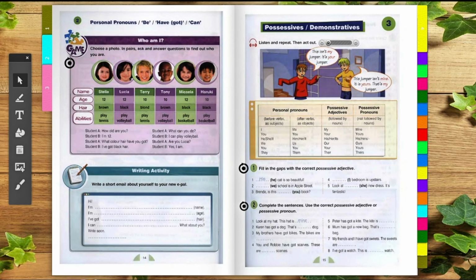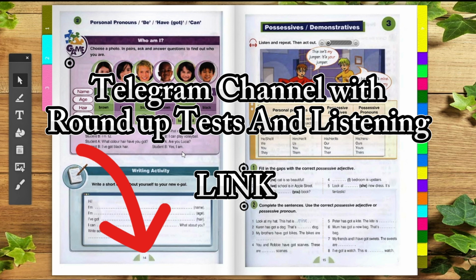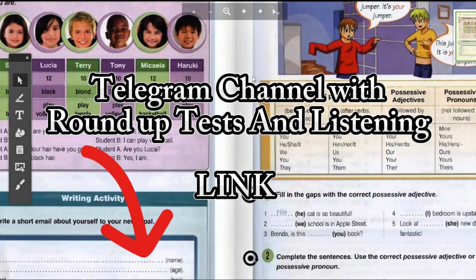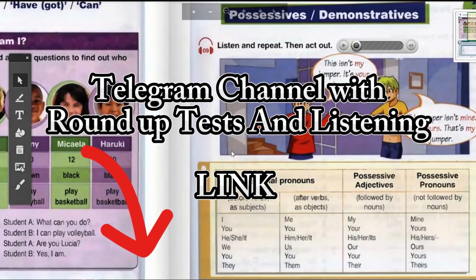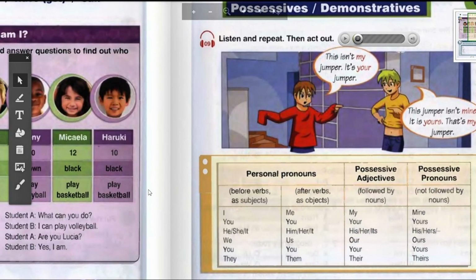Our today's topic is possessives and demonstratives. So let's start with our grammar. Listen and repeat, then act out. Unit 3. Possessives, Demonstratives. Page 15. Listen and repeat. Then act out.